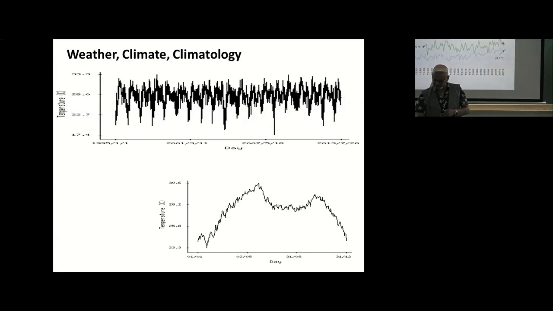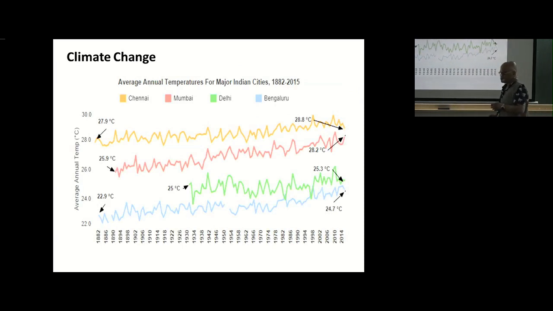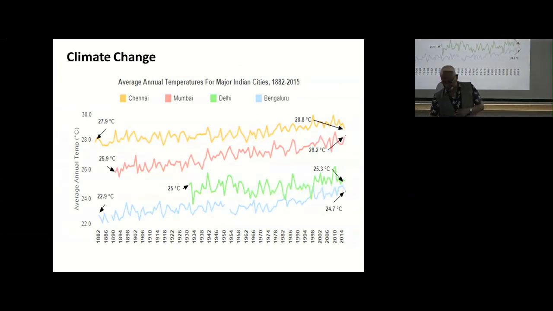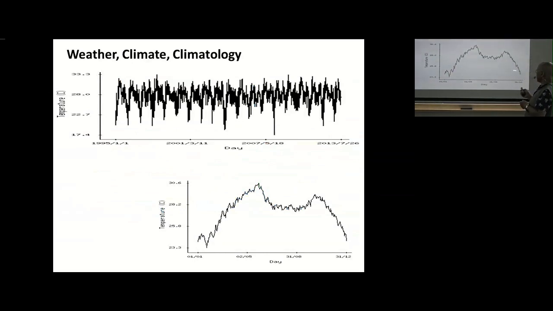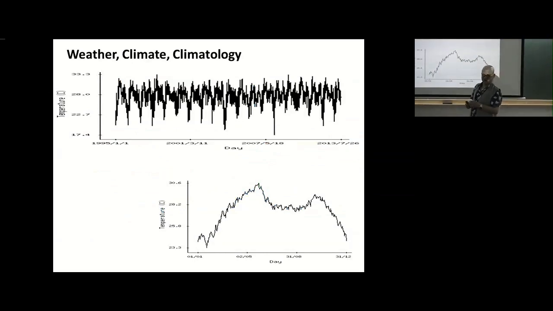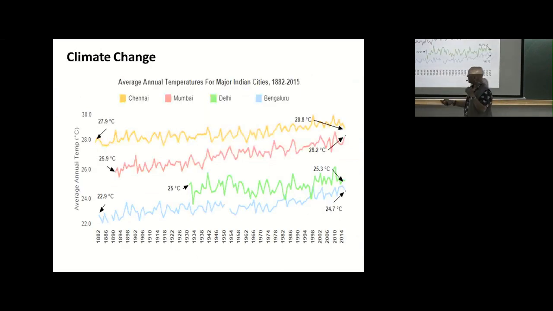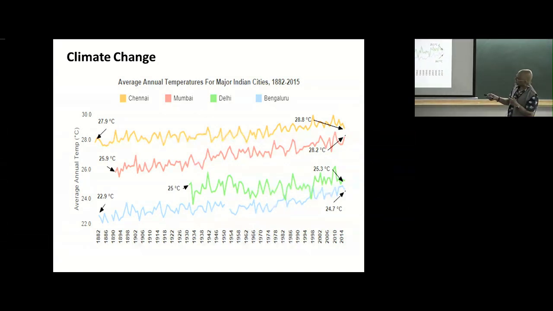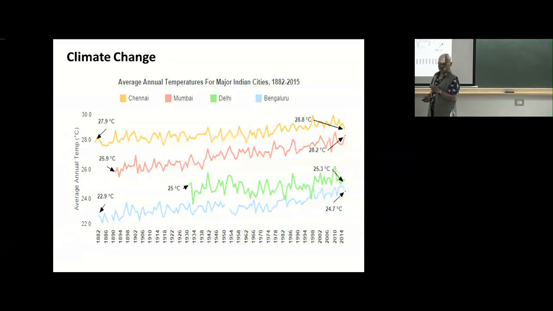And when you think about climate change, you try to see if you took the average of temperature, let's say you averaged over the whole year and say the annual mean temperature is something, and then you take temperatures over long periods. This is going from 1882 to 2014, and it's showing Chennai, Mumbai, Delhi, and so on. And you can see that the average temperature of the year has gone from 28 to about 28.8 degrees centigrade. You can do statistical analysis and show whether these are significant or not.